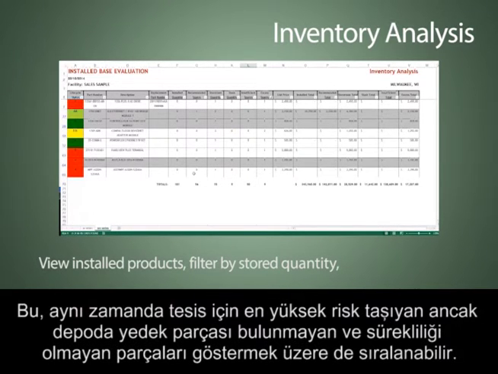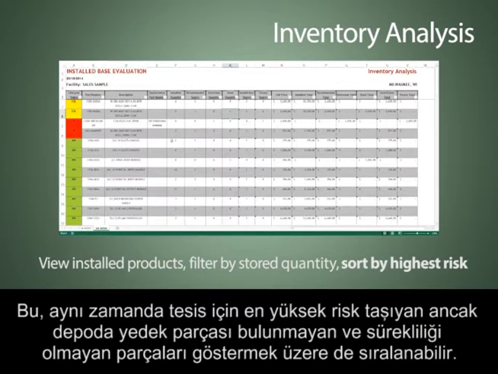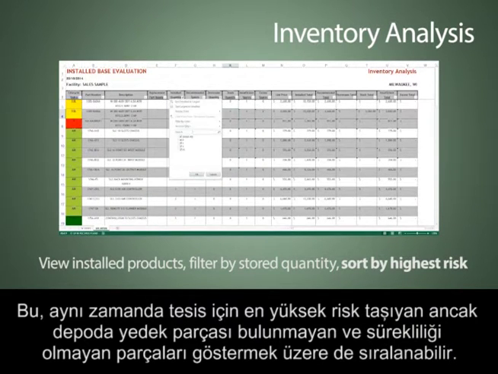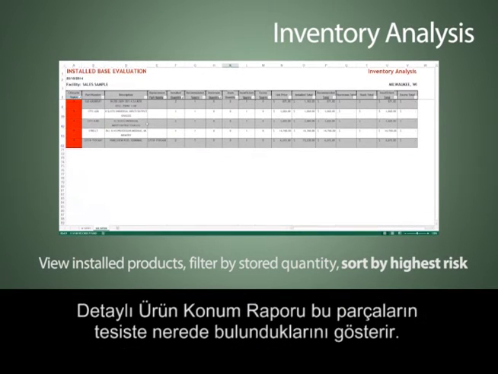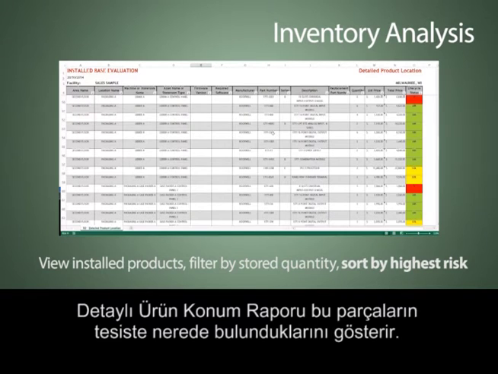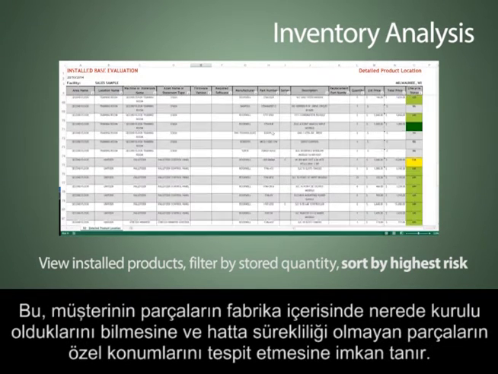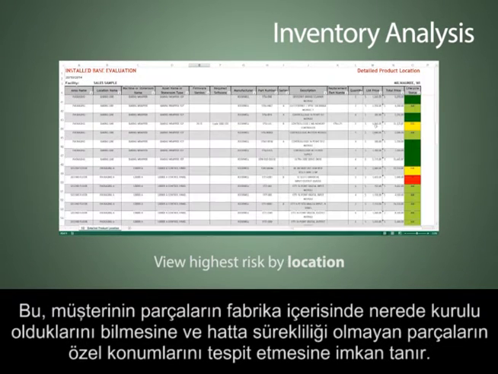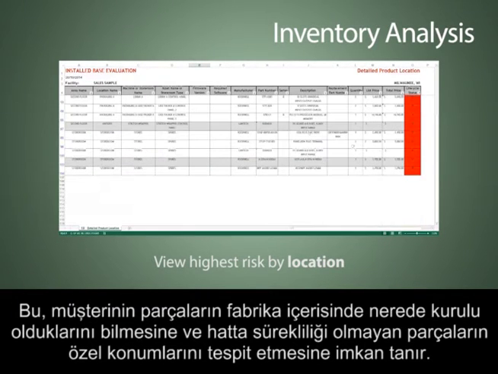This can also be sorted to show the highest possible risk, parts that are installed in the facility but have no spares in the storeroom and have been discontinued. Our detailed product location report will show where these parts are located throughout the facility. This allows the customer to understand exactly where in the plant the parts are installed and even determine the specific location of all the discontinued parts.